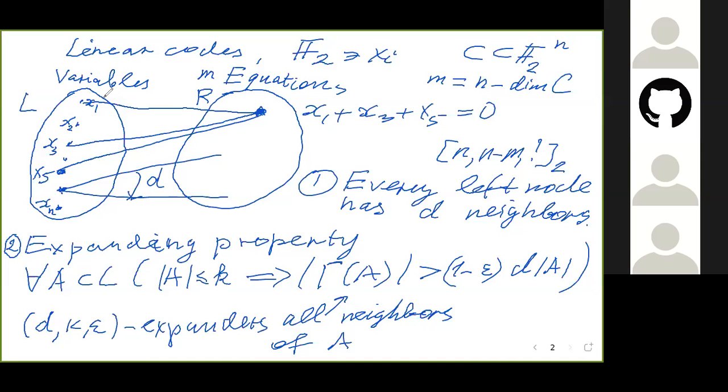And so now I will explain three things. First of all, why these expanding properties imply that the minimum distance is large. Second, how to decode errors using a very simple algorithm, and how many errors we can decode using that algorithm. And third, why such graphs, expander graphs, exist at all.